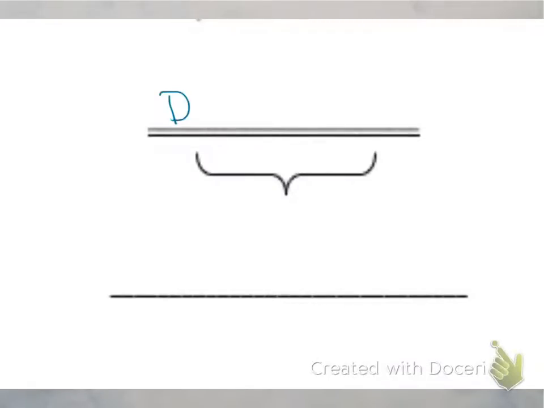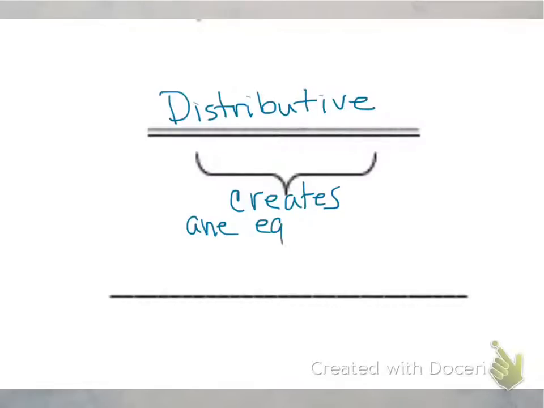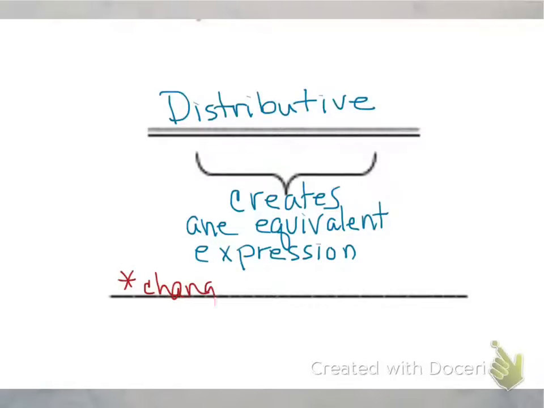When you make a change with distributive property, that just creates an equivalent expression. And the difference there is that the change is only on one side. Thus, the expression versus the equation.